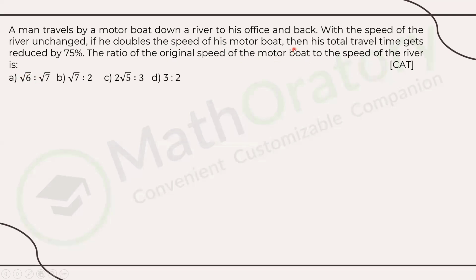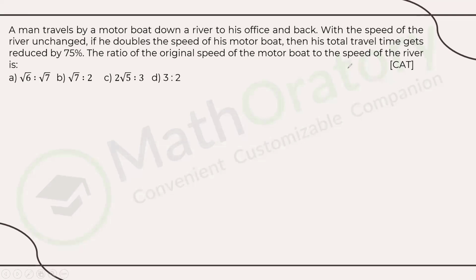So think about this particular question for a minute here. If you think about it, no absolute data has been provided, right? Reduction of 75%, doubling of speed, speed of the river being unchanged. So all our ratio relationship that is provided, as well as the requirement that we have, is a ratio thing. Ratio of the original speed of the motorboat to the speed of the river, not the actual speed of the motorboat and the speed of the river. That is anyhow indeterminable.